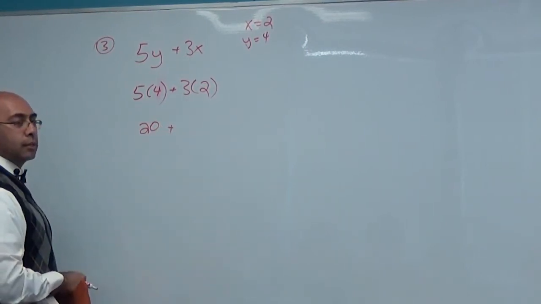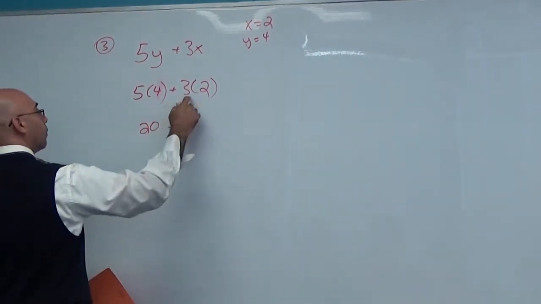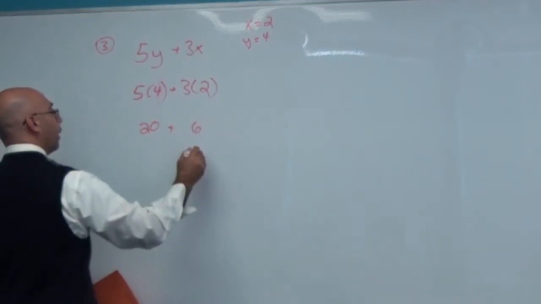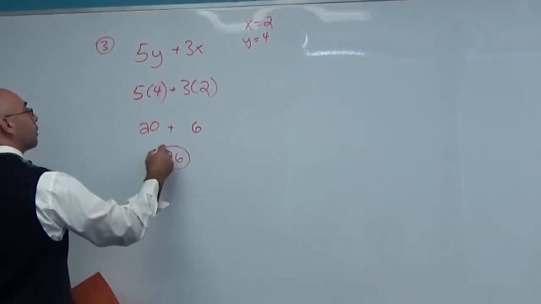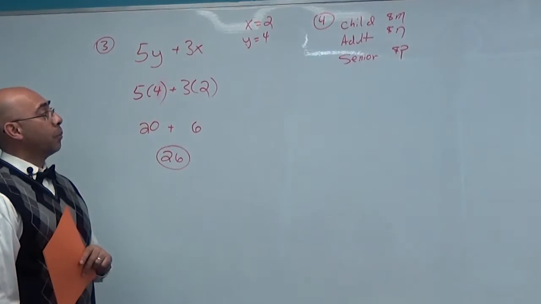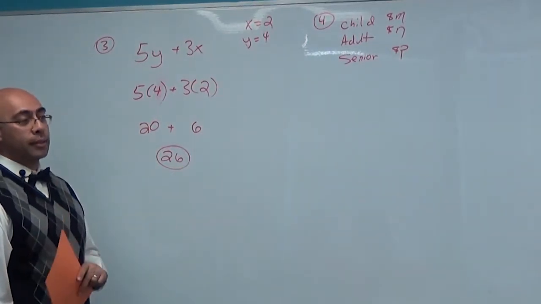5 times 4 is? 3 times 2 is? Final answer is 26. Now, for number 4, these are the prices.